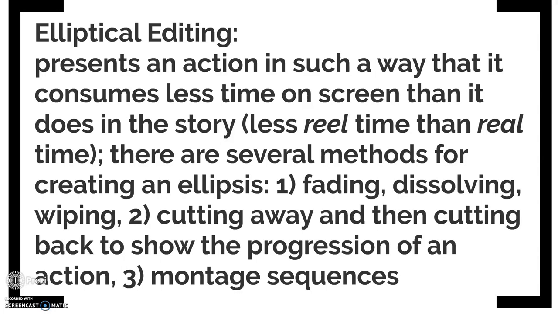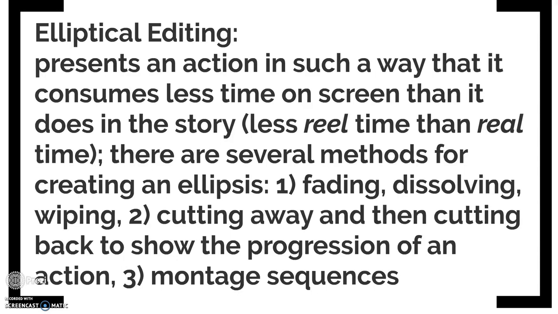By cutting away and then cutting back to show an action, we can show that some time has passed, but we don't have to show the entire action. So you might have a character at the bottom of a set of stairs. We cut away and then we cut back. And when we cut back, he's at the top of the set of stairs. Now, we know he didn't teleport to the top of the stairs. He actually walked all the way up, but we don't have to see him walk all the way up the entire flight of stairs to know that he did. That's an example of elliptical editing. We create an ellipsis. We cut out the middle.